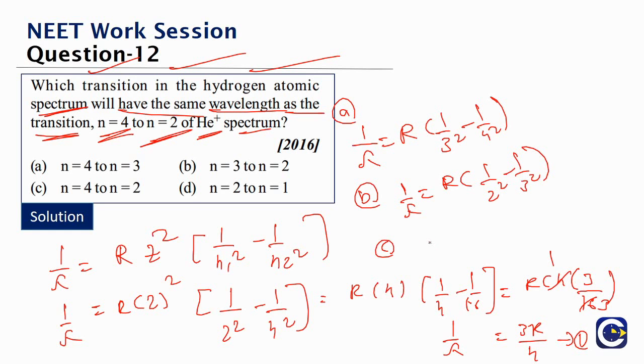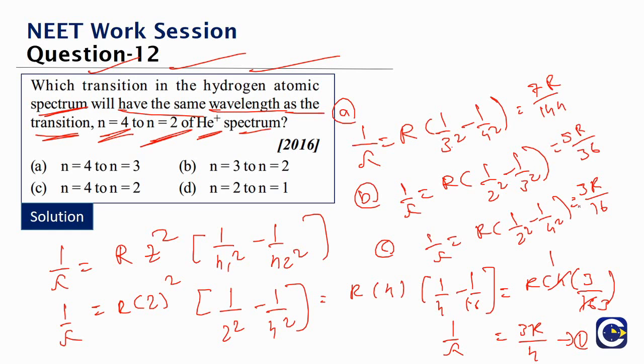Option C, 1 by lambda is equal to R into 1 by 2 square minus 1 by 4 square. So here also it will be 3R by 16. This is 9, this is 16. So we'll have 16 minus 9, which is 7, by 16 into 9, which is 144. So 7R by 144. So here we are going to have 5R by 36. So these are all different values.